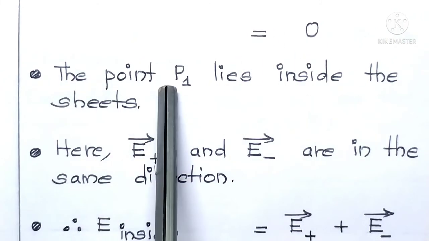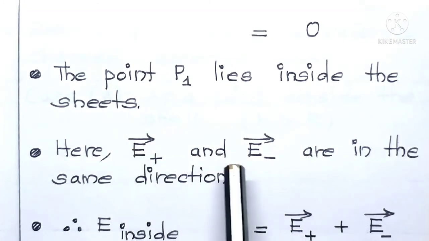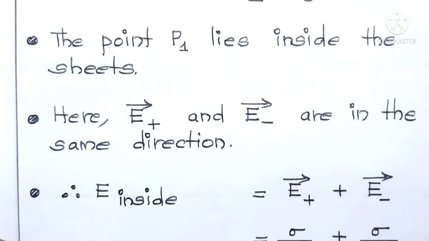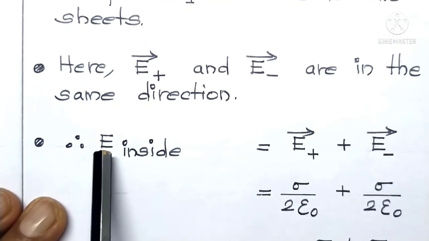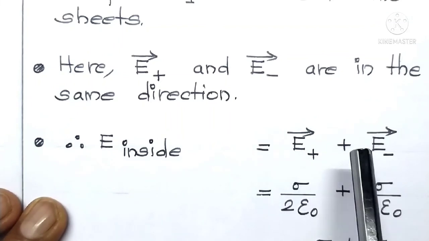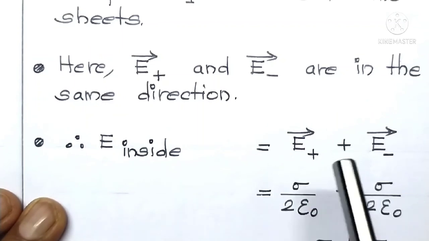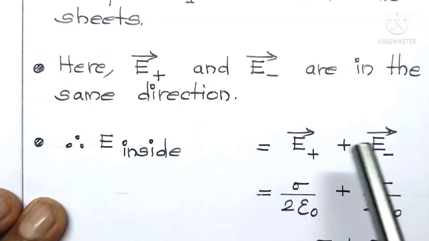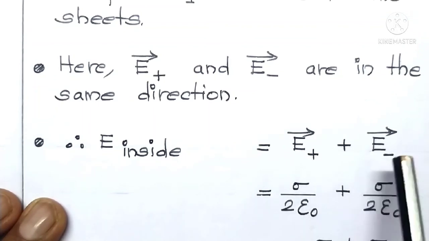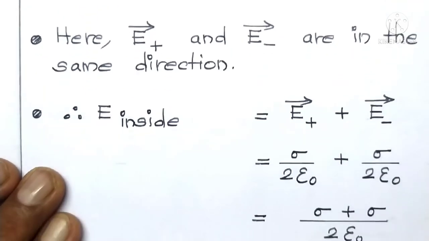The point P1 lies inside the sheets. Here, E plus vector and E minus vector are in the same direction. We have already seen it in the diagram. Therefore, electric field inside the plates is equal to E plus vector plus E minus vector. In this case, both the vectors are in the same direction. That's what we have seen in the diagram. So, E plus vector is sigma by 2 epsilon naught, and E minus vector also has got the same sign, plus sigma by 2 epsilon naught.